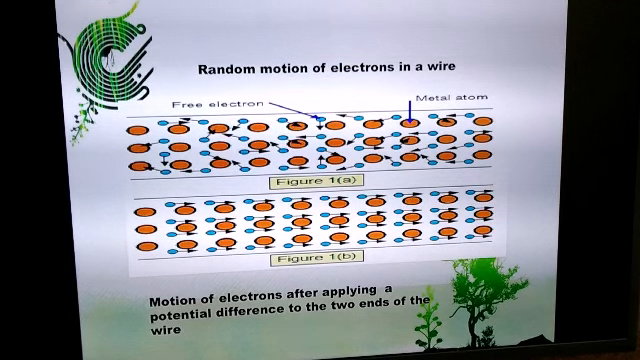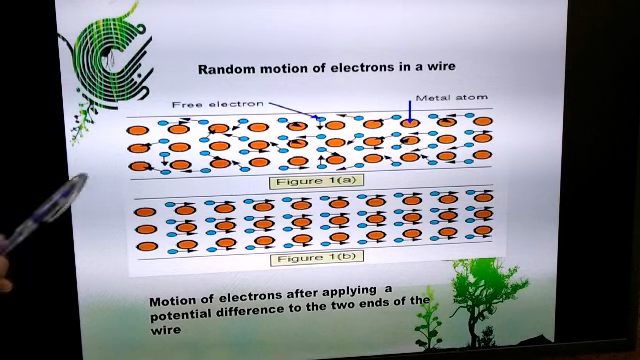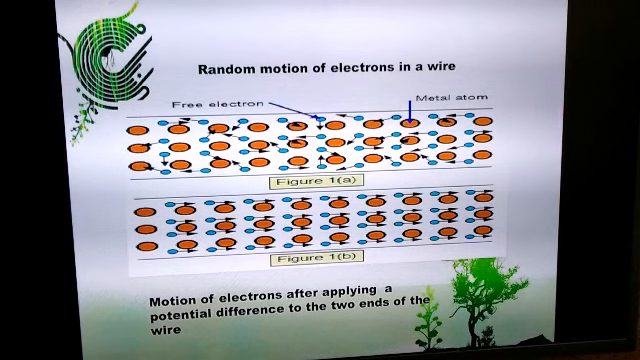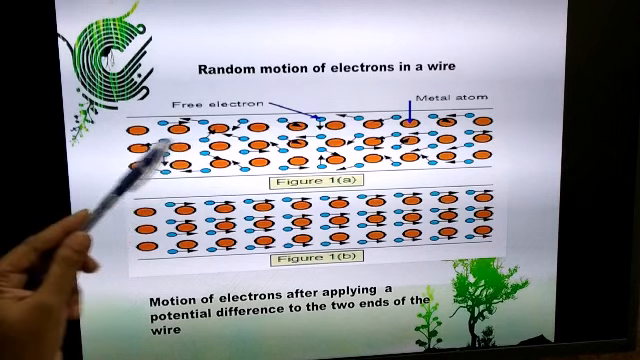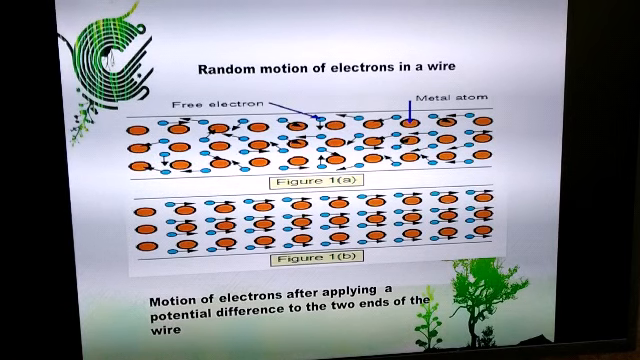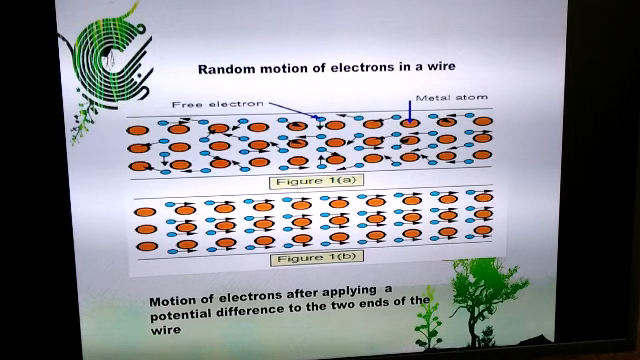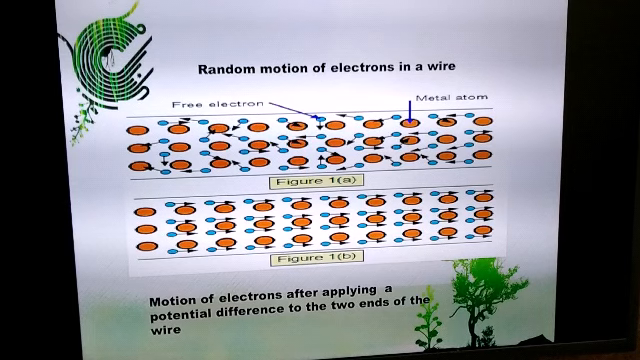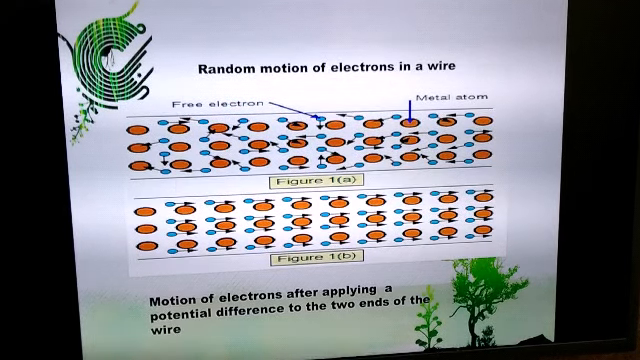Since they are loosely bound and weakly attracted to the nucleus of the atom, they cannot stay at one place. What happens to them? They keep on moving randomly from one end of the wire to the other end of the wire, because this wire is not connected to any cell or any battery. But these electrons cannot escape from the metal wire.